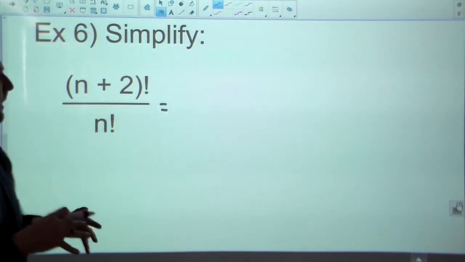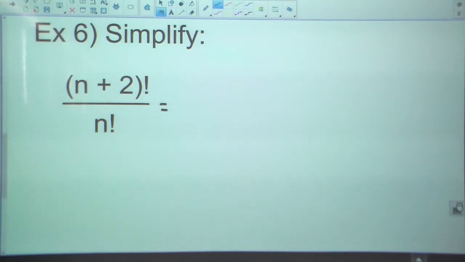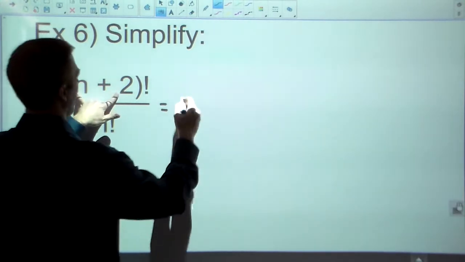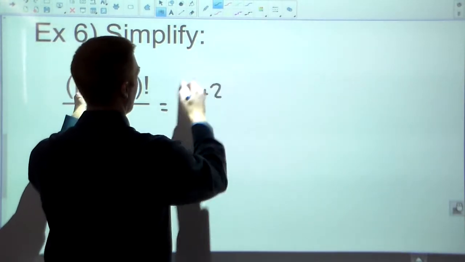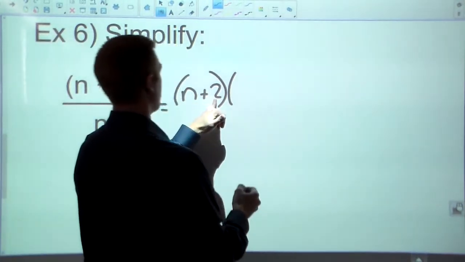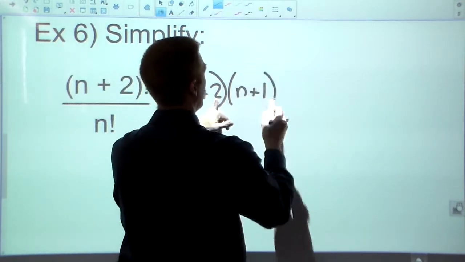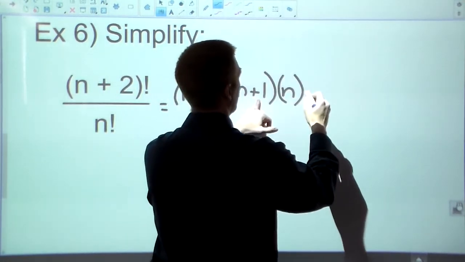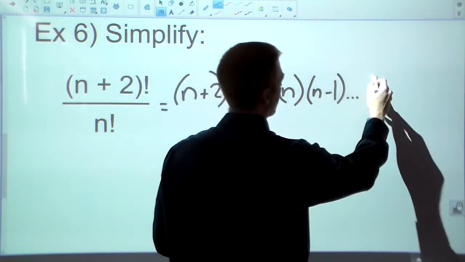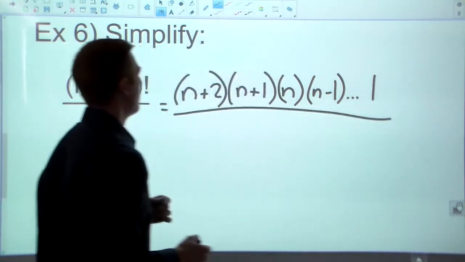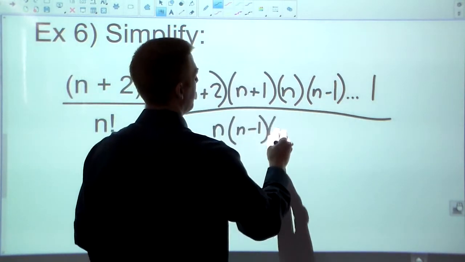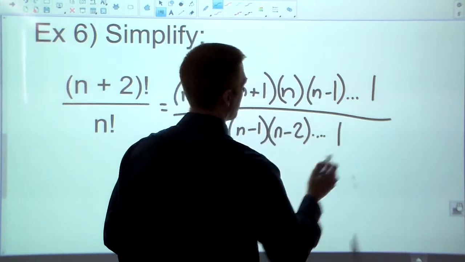Then you're going to have some problems where you have to have variables involved with your factorials. So it's really important that you understand the pattern to it. So the way this would look, n plus 2 factorial starts with n plus 2, and you're going to count down by 1. So subtract 1 from this, it would be n plus 1. Subtract 1 from that, it would just be n. Subtract 1 from that, it's n minus 1. And that's going to continue all the way until you get to 1. On the bottom, it's n factorial, so that's going to be n times n minus 1 times n minus 2, all the way until you get to 1.